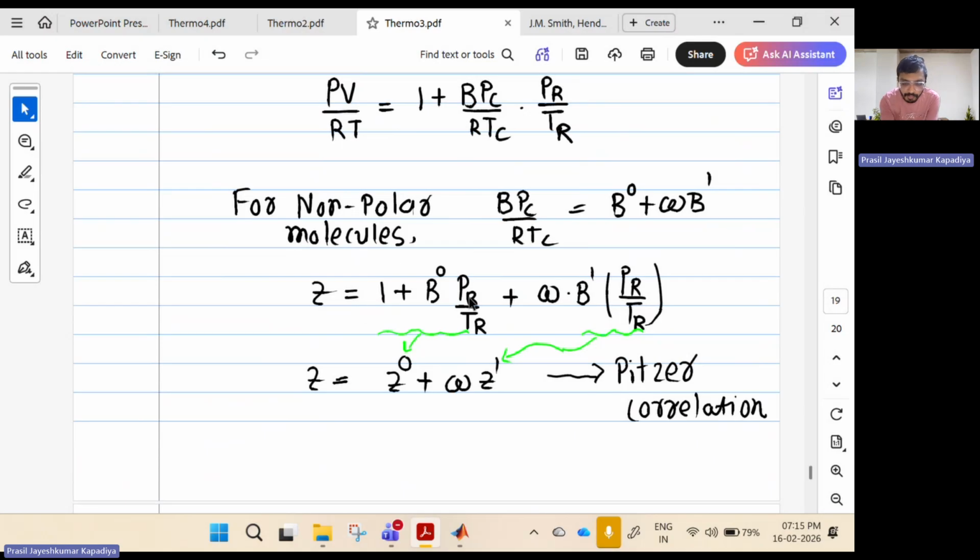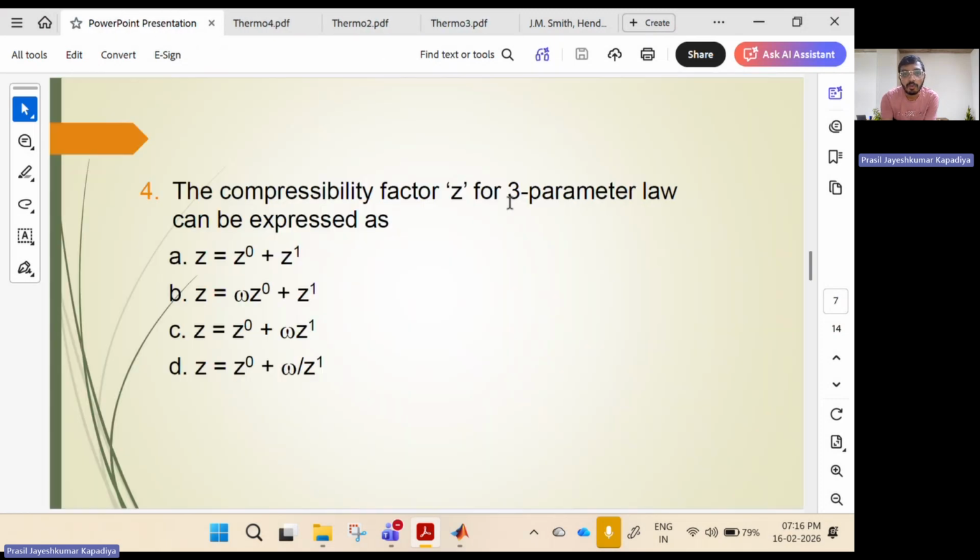So this term, 1 plus B naught PR by TR, is called Z0, and omega is as it is, and B prime PR by TR is called Z prime. So this is the three parameter law. For the three parameter law, Z can be expressed as Z is equal to Z0 plus omega into Z1. Correct?